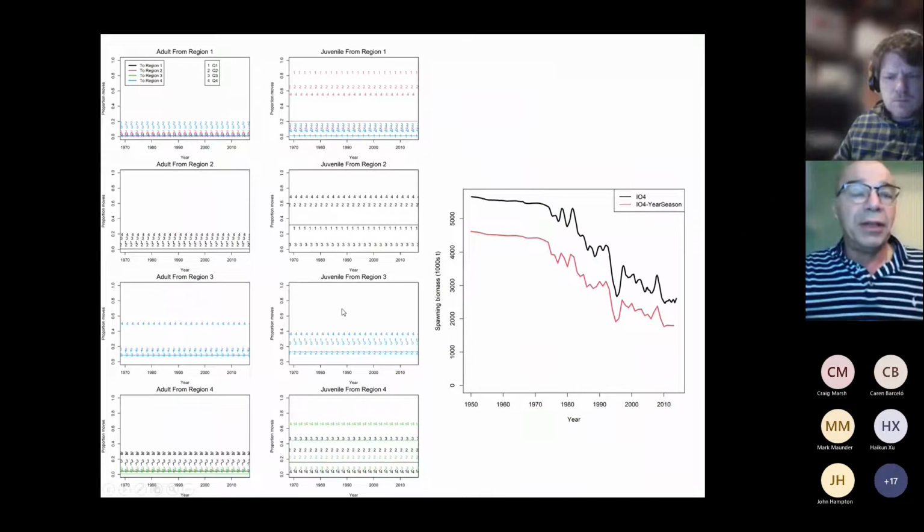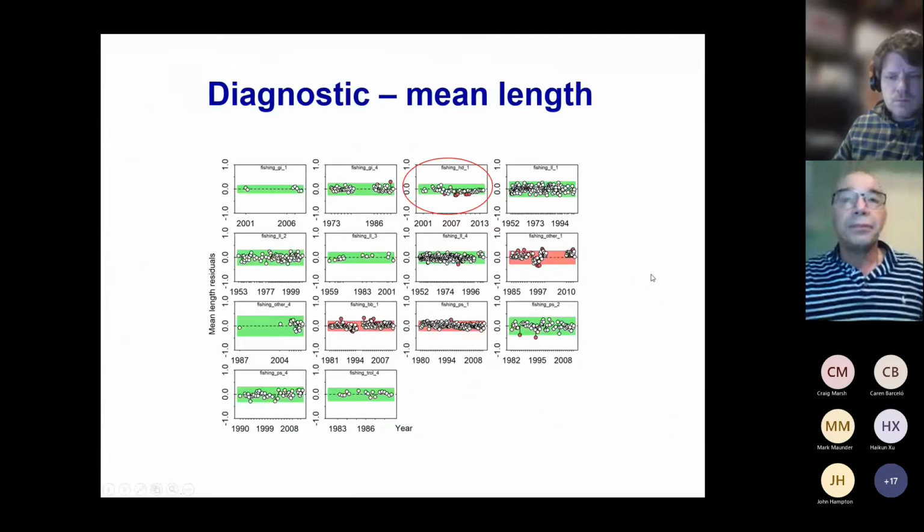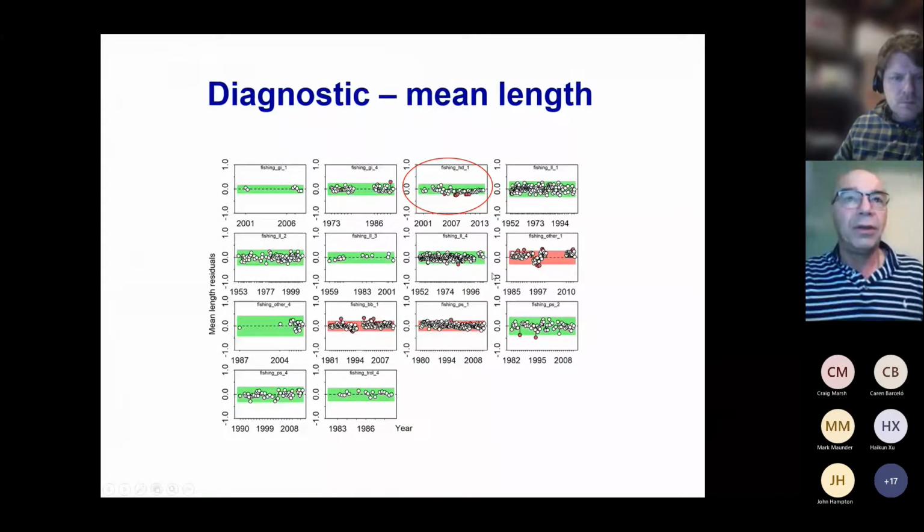And this is another look at the recruitment and the movement parameters. I got this one in the slide deck twice.